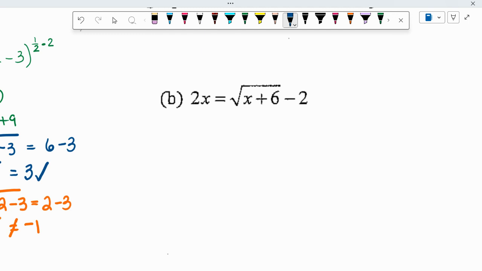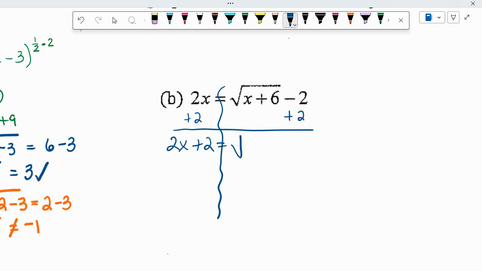I have to get the radical all by itself. I have to isolate it, right? Make sure there's only this on one side. So what do I need to do to move that away? Add 2 to both sides. So 2x plus 2 equals the square root of x plus 6.